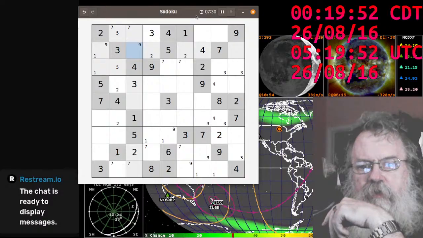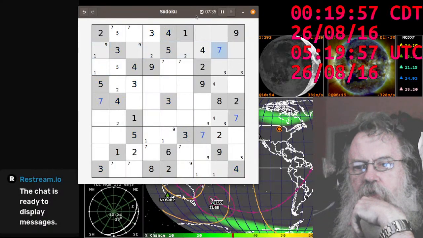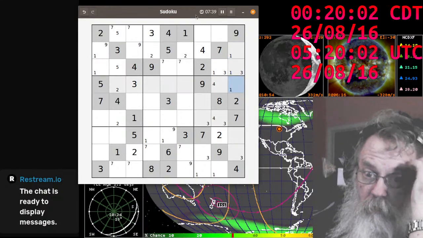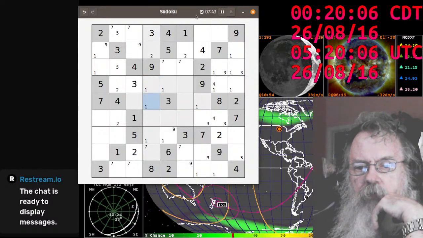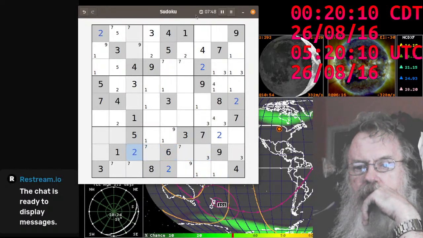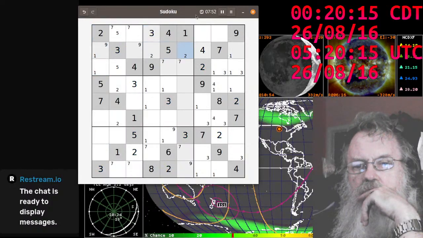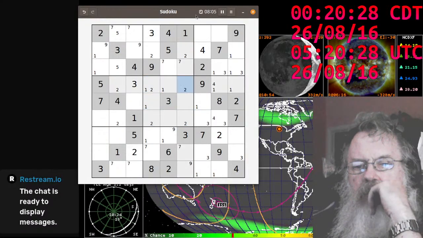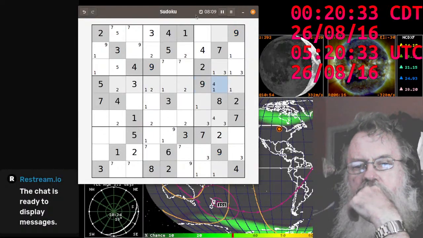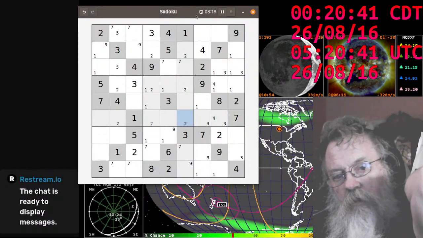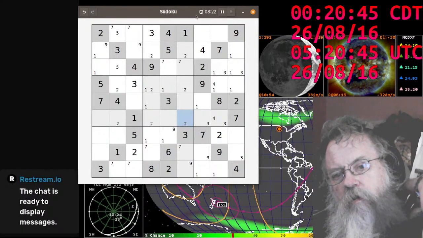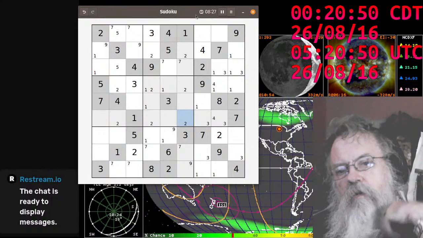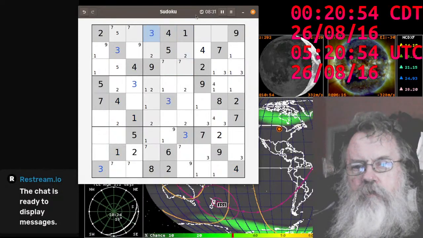Alright, we are to flood fill stage. Don't like it much. A couple possibilities for a 1 there. 3 here, 3 here, 3 here. Okay, 2s. There's 3s on the board. 4s.